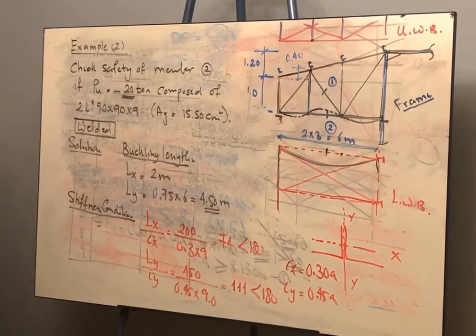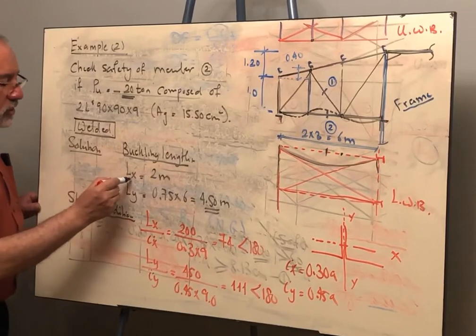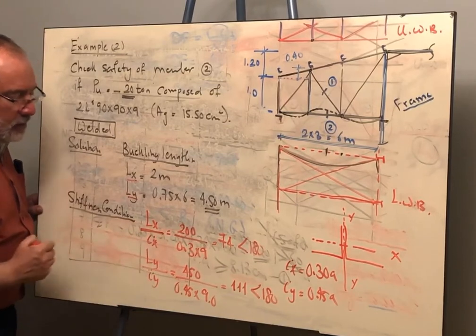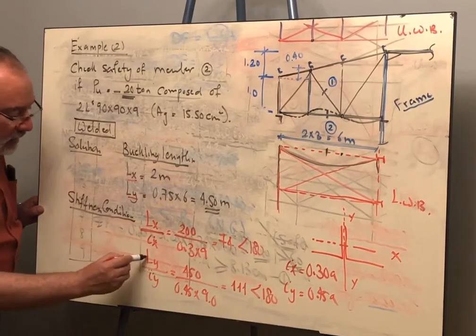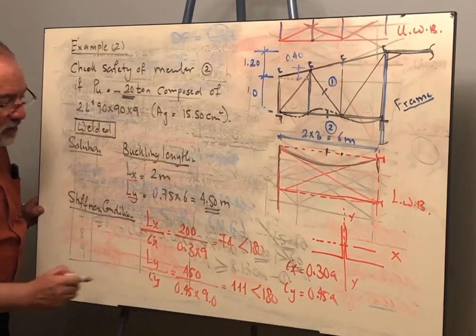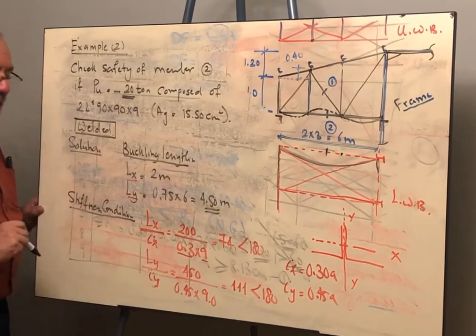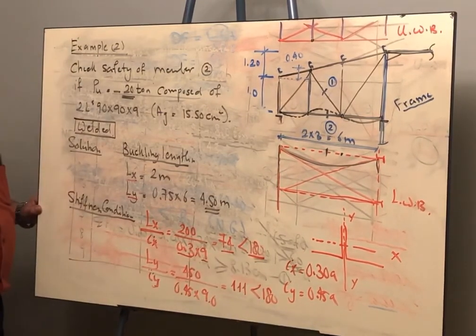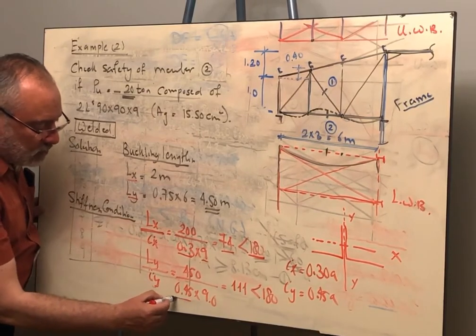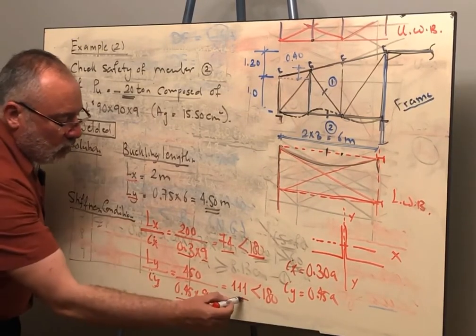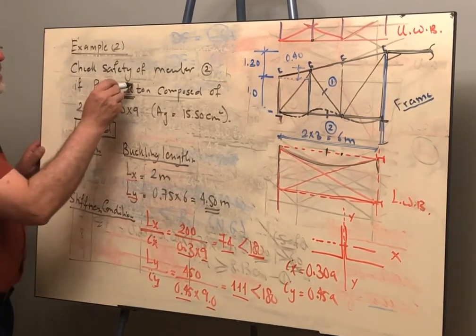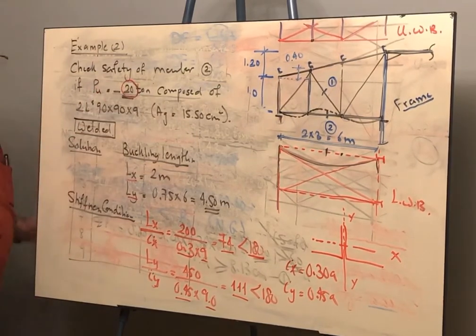We are checking now, we are not selecting the angle. So we got from the figure the values of Lx and Ly. We divided Lx by the radius of gyration about the X, and Ly by the radius of gyration about the Y, which is here 0.3 of the angle leg, which is 9 centimeter. We got 74, and this already satisfies the stiffness condition. And in the other direction, 0.45 of the angle leg, which is 9, we got 111, which is less than 180. Now, we want to see whether the angle can stand the force of 20 tons.